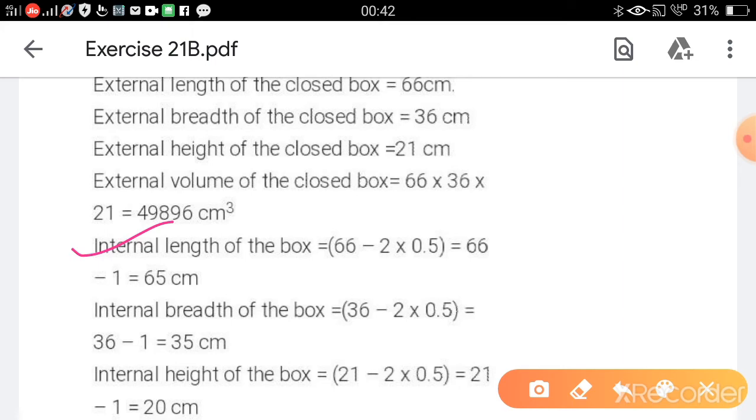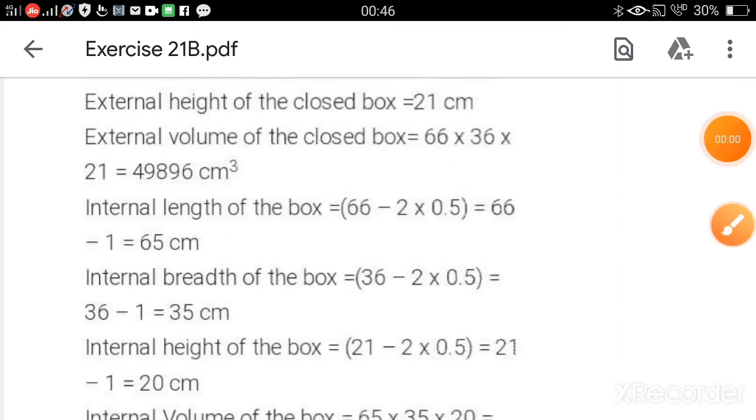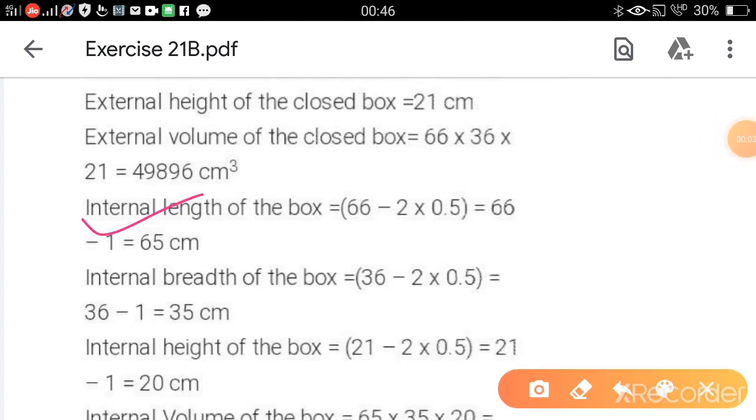Internal length will be, here we have to find out the internal length. So it will be 66 minus 2 into 0.5. Why 2 into 0.5? Because it has two sides, one from the left side and one from the right side, and the thickness is 0.5.